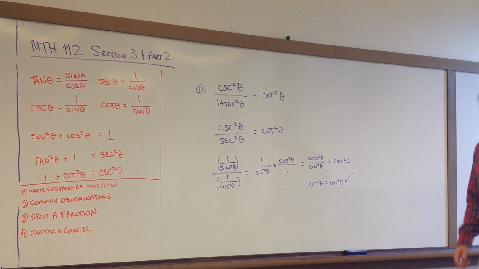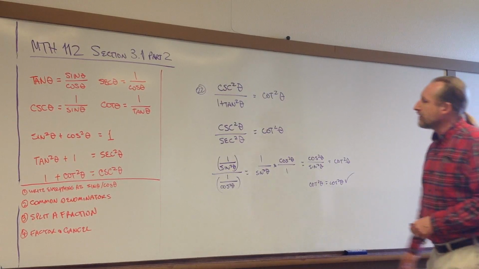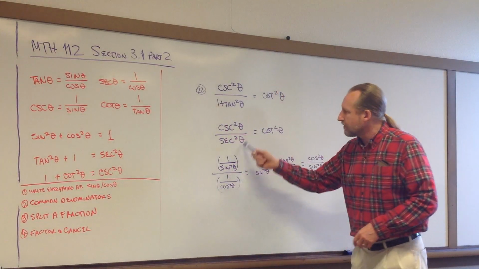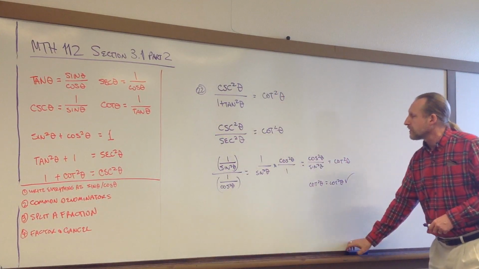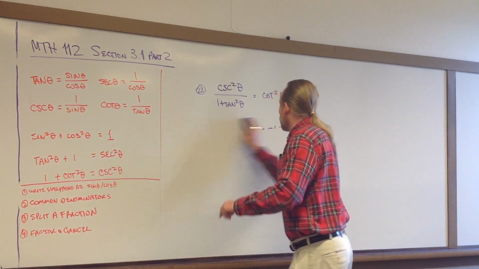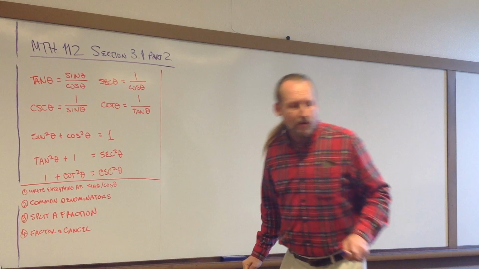And there we go. Okay, well that one was pretty straightforward. Really the only thing we had to do here is replace that one with a single term and then rewrite this in terms of sines and cosines. That was pretty straightforward. Okay.